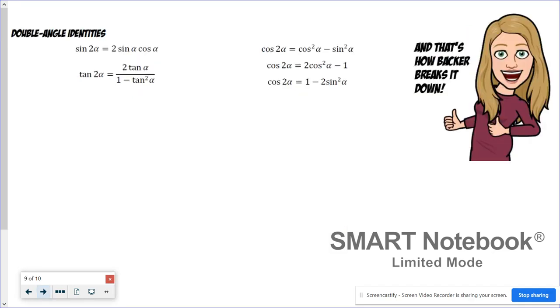So that's how we use these double angle identities. Basically, take the given information, draw a reference triangle in the proper quadrant, find the missing side using Pythagorean theorem, identify the ratios you need, plug them in.